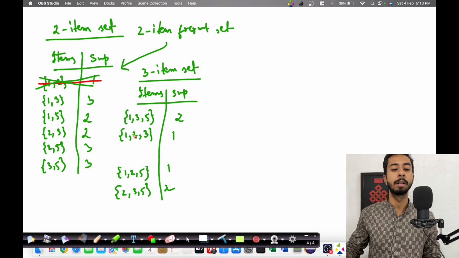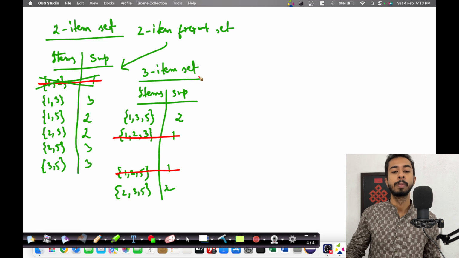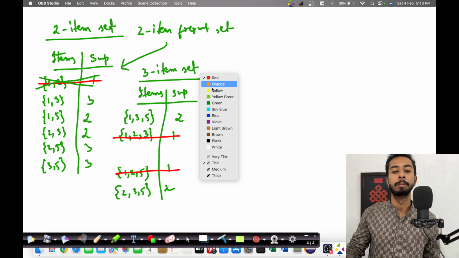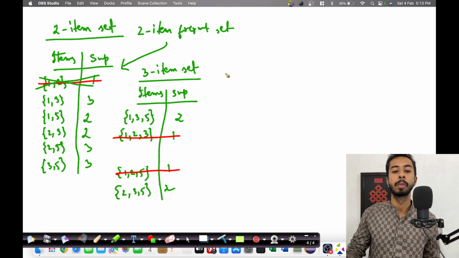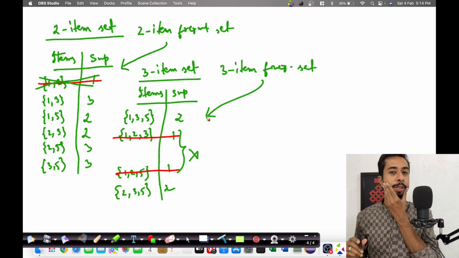So obviously you understand this. We'll have to discard these 2, right, as these are not satisfying the minimum support. So the valid ones are these 2. Now what will be the frequent set? So the 3 item frequent set is basically this set where you will be discarding these 2. Okay, this is the 3 item frequent set.